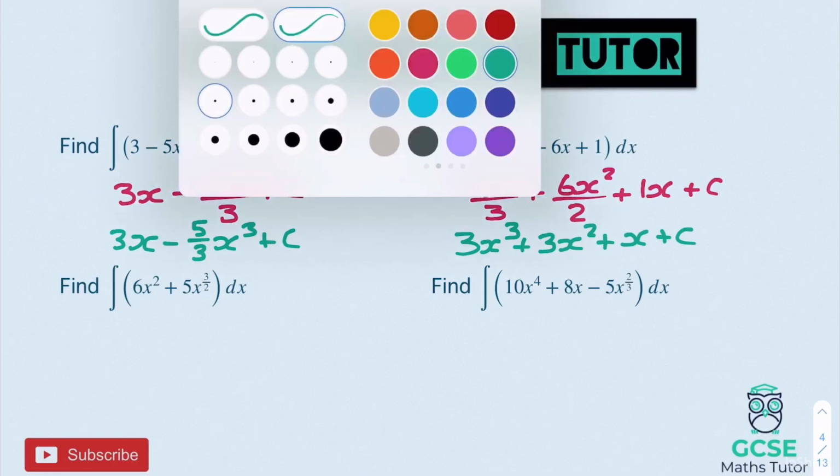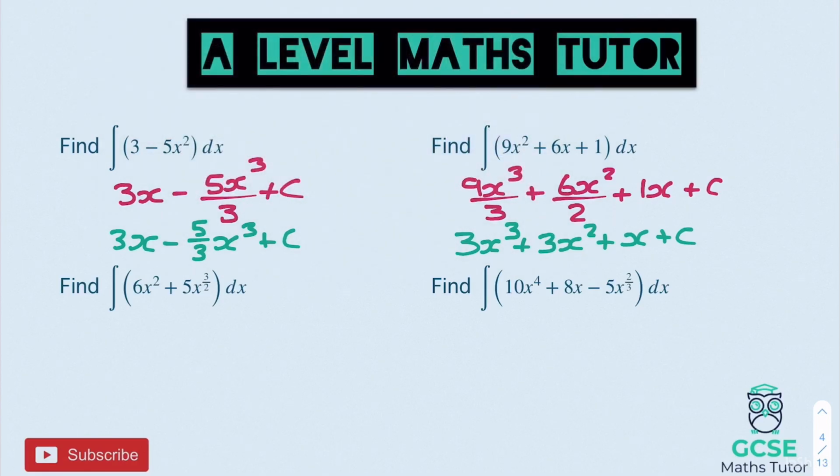And onto our bottom left one here, let's have a look. Increasing the power, so we get 6x cubed over 3. And then we've got our first fractional power coming in here, so we've got 5x, add 1 to 3 halves, let's have a look, so adding 2 halves to that gives us 5 over 2, and we're going to divide that by 5 over 2, our new power, and then plus c at the end.